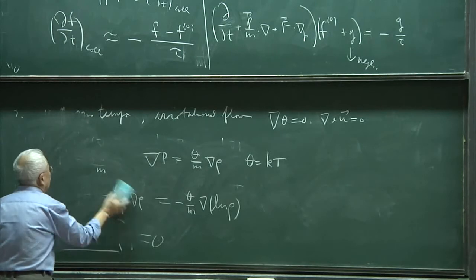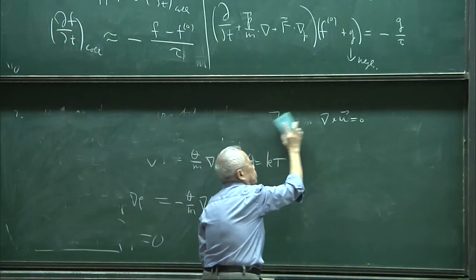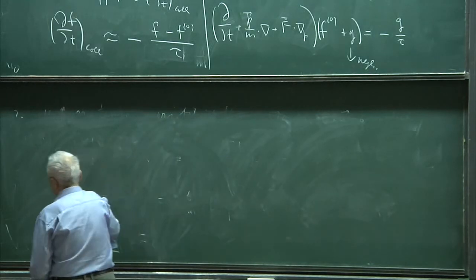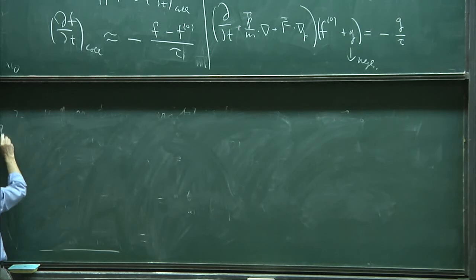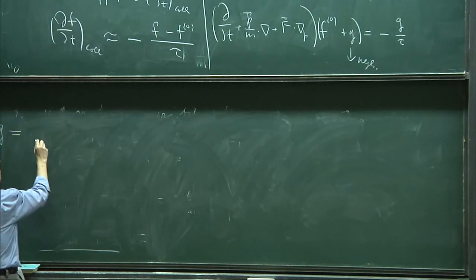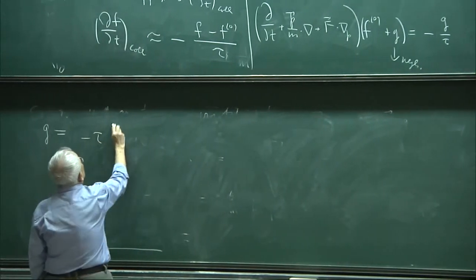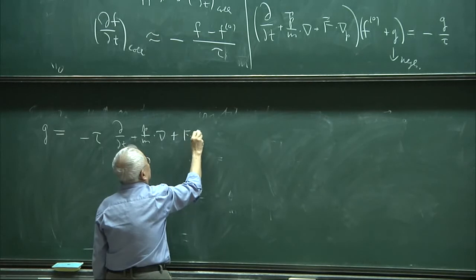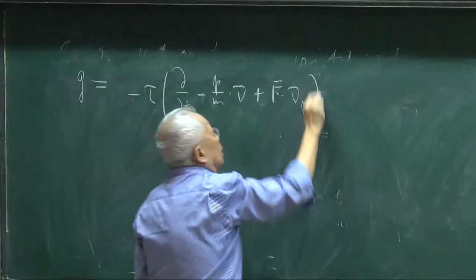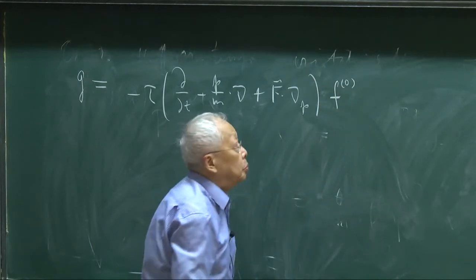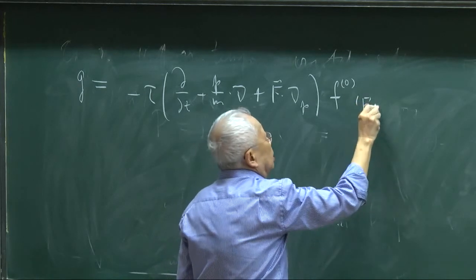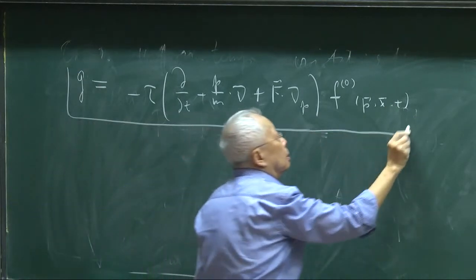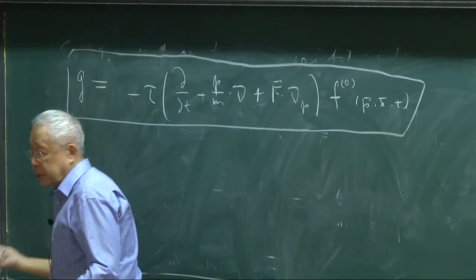So to first order, the correction G is given by minus tau times d/dt plus p over m gradient plus F times the derivative with respect to p, acting on the local Maxwell-Boltzmann distribution. And we have solved the Boltzmann equation. That's it.